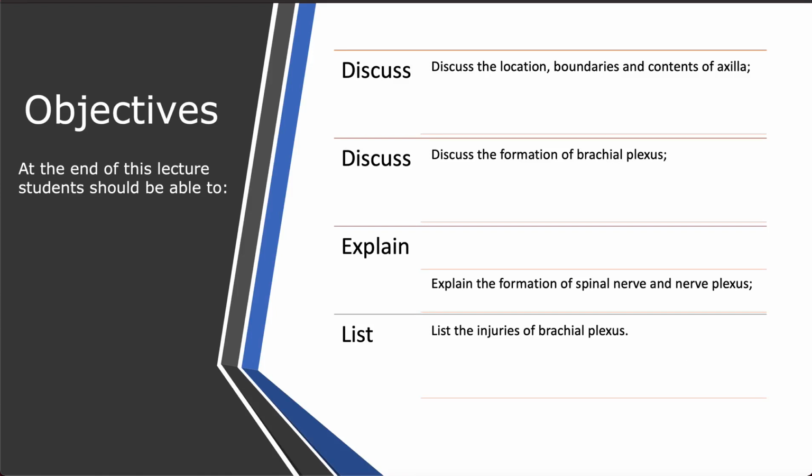These are my objectives for today's presentation. We'll be discussing location, boundaries, and content of axilla. Then we'll be talking about formation of brachial plexus. And then to understand the brachial plexus and its formation, I'll be explaining a little bit and reviewing spinal nerve and how a plexus is necessary and why it is needed. And then the second part of this presentation, which I'll not be discussing today, I'll be going over some injuries which are encountered for my brachial plexus.